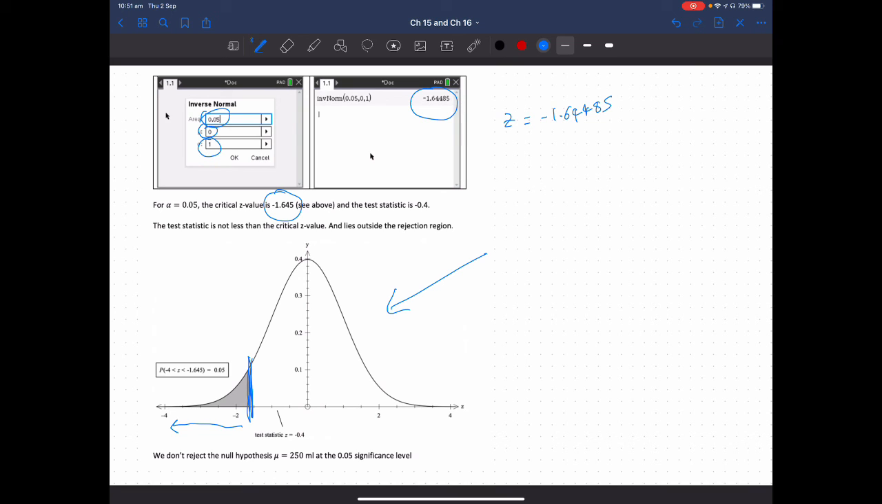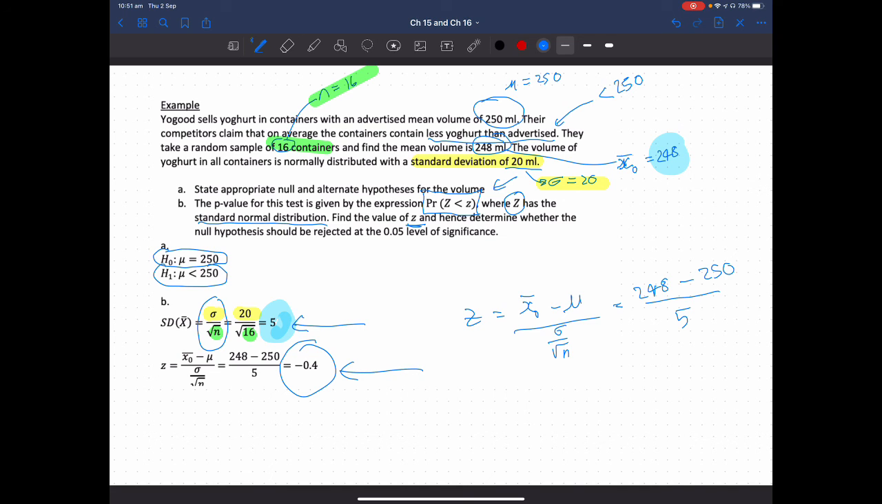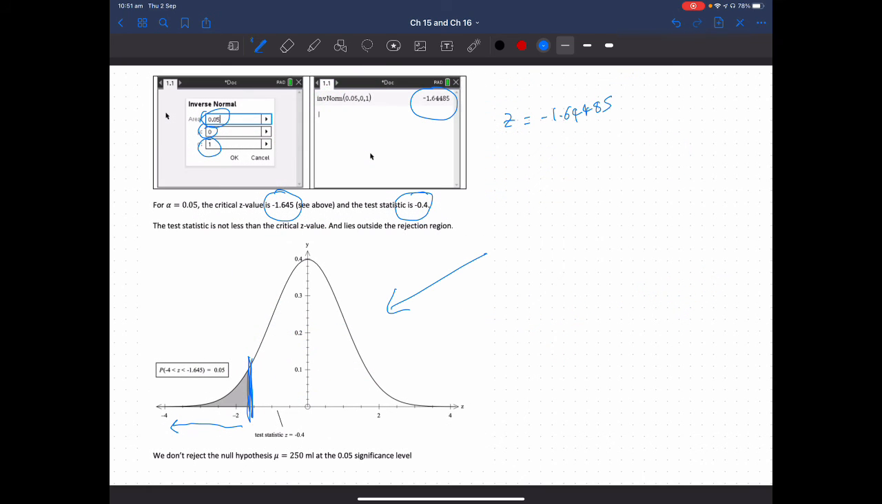And the test statistic is negative 0.4. Here was our test statistic, negative 0.4. Negative 0.4 is sitting in here. So because it is not in the grey area, it is above the grey area, we do not reject the null hypothesis at the 0.05 significance level.